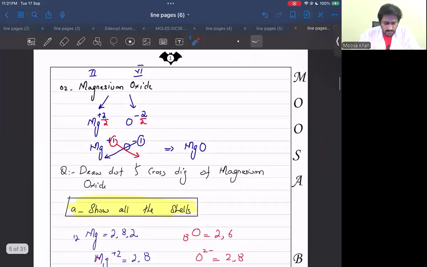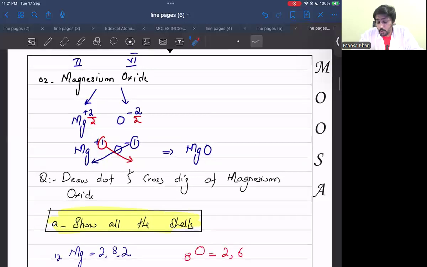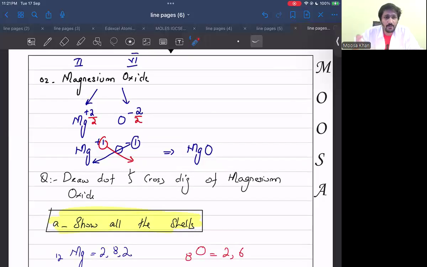Electrostatic force of attraction is the force of attraction due to charges. And you guys know the law of charges as well. And of course, you should know how to make a formula of an ionic compound. If you do not know how to make a formula of an ionic compound, then you cannot make the dot and cross diagram.